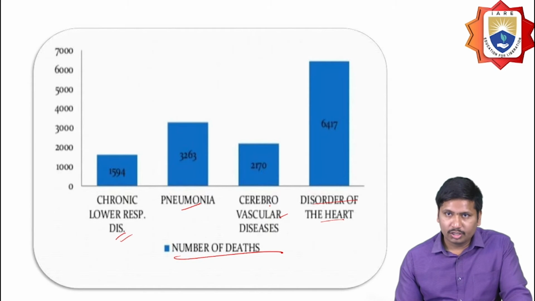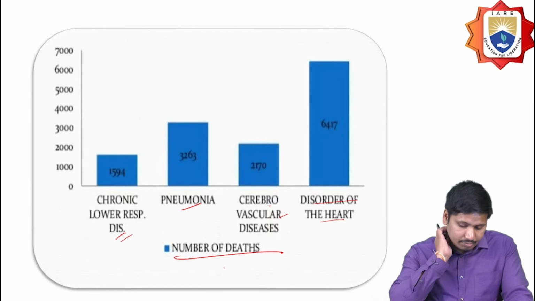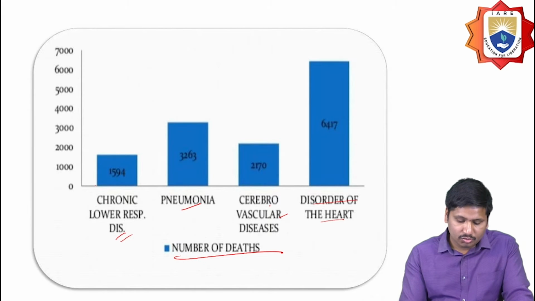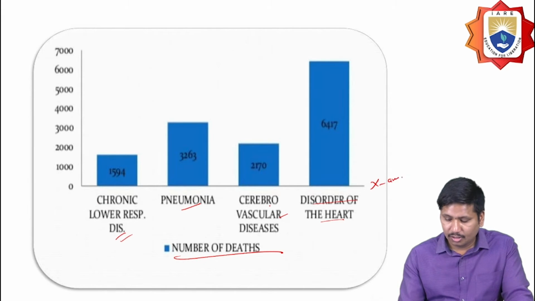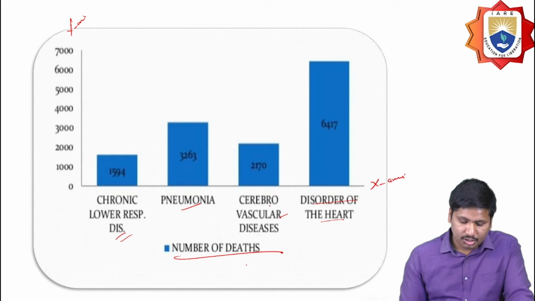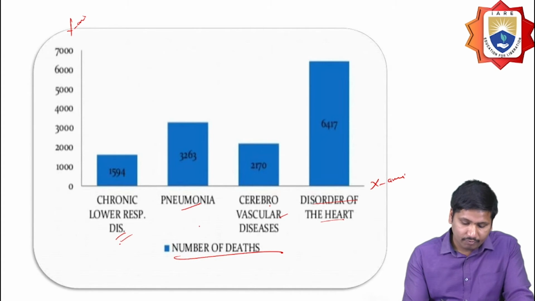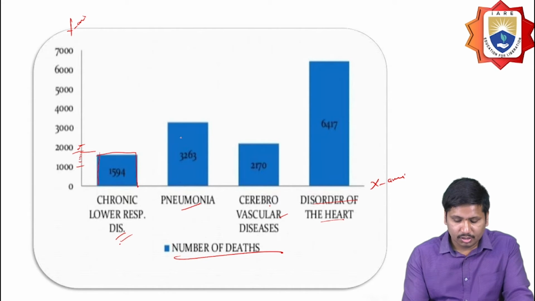So for that I have to construct the bar diagram. What do I have to do? Let me take the diseases on the x-axis and the number of deaths on the y-axis. Let the chronic lower respiratory disease be around 1594, so I have to mark 1594 and construct the bar.